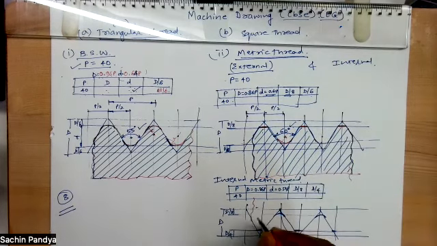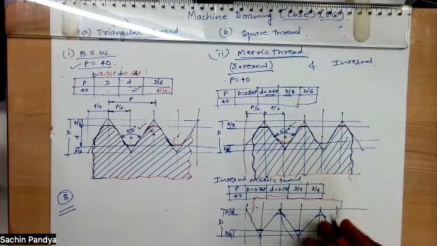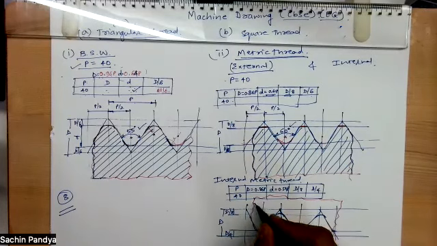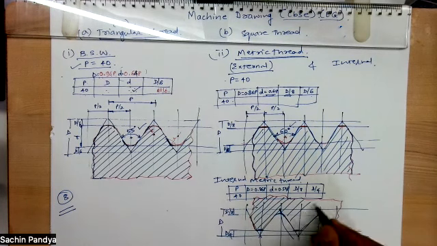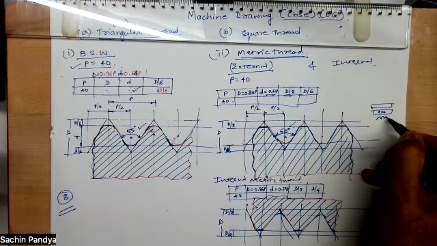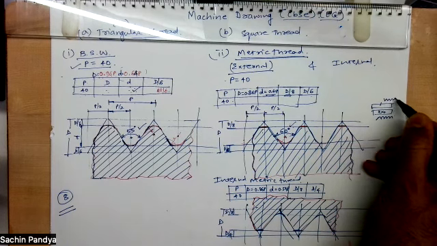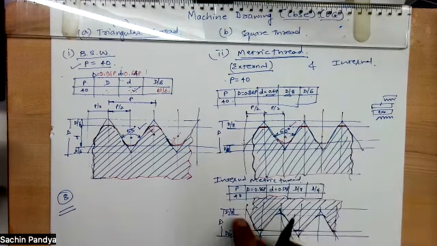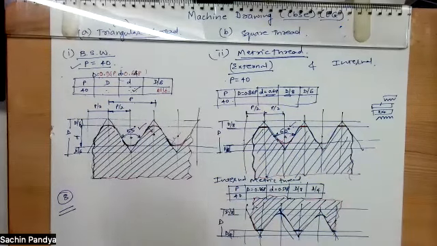Got it? Upside down. So now my threads are going to be reverse. So that's why it is called internal. It's like your teeth. When you have two sets of teeth, the lower one is called external, and the upper one is called internal. Same thing as over here. This is your lower teeth, external. This is your upper teeth, internal. Got it? So what we have studied is V-type thread.